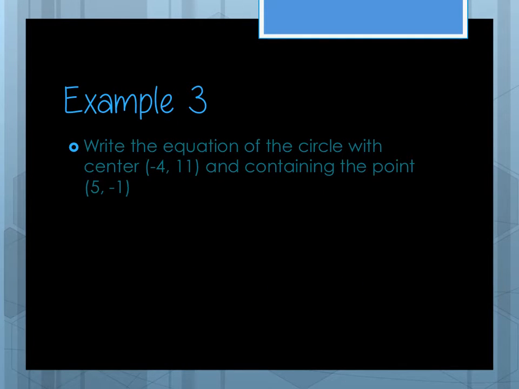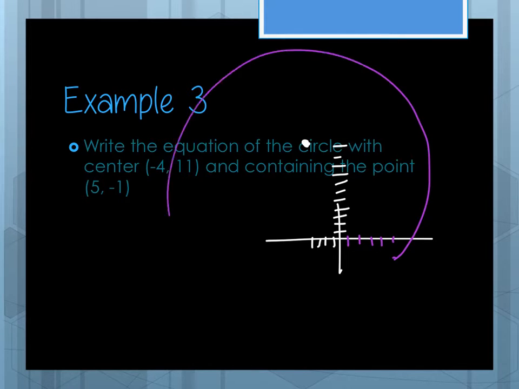Okay, this one's a little different. It says, write the equation of a circle with a center of (negative 4, 11) and containing the point (5, negative 1). So if you wanted a visual on this, the center is at negative 4, up 1, 2, 3, 4, up to 11. So my center is all the way up here, and I have a point at 5, negative 1, which means my circle goes around it like that. That's not a really lovely circle, but you get the point, okay?